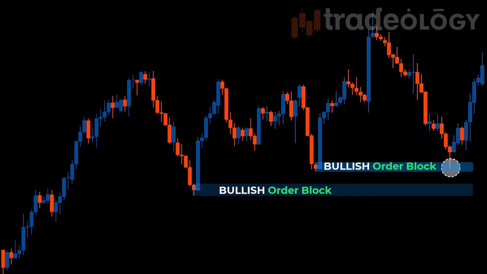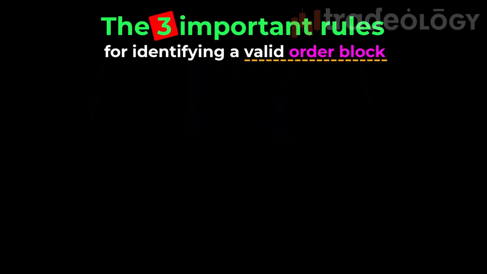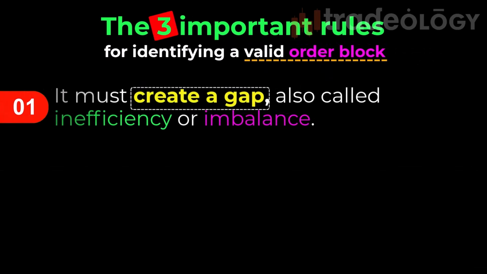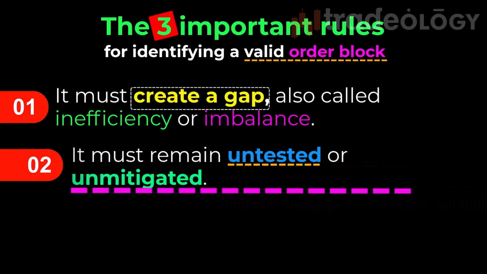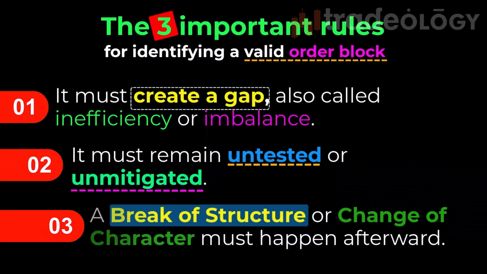Let's recap the 3 rules for a valid order block. It must clear a gap, also called inefficiency or imbalance. It has to stay untested or unmitigated. And most importantly, it needs a break of structure or a change of character afterward.